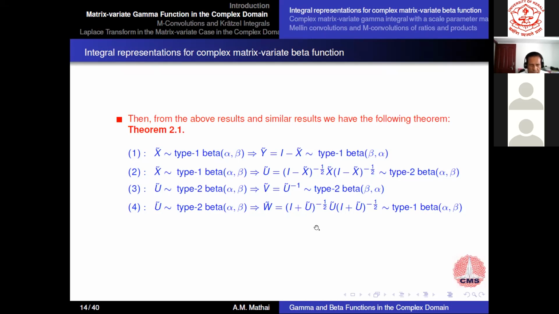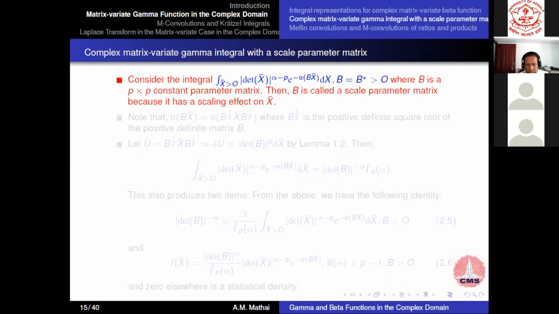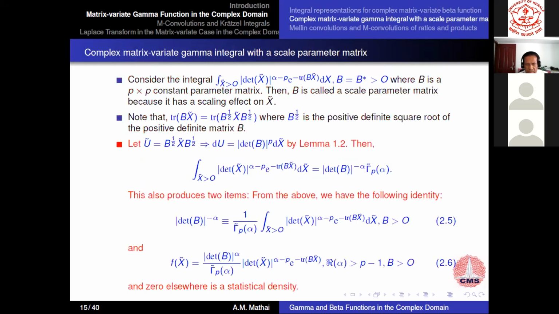Now, I'll make a little change here. A scaling matrix is introduced. It's again a positive definite, Hermitian positive definite matrix. So in that scaling, I can apply the first result on Jacobian and evaluate it. You will get this. From there, I will get this identity here.